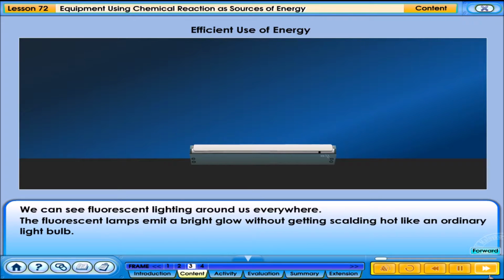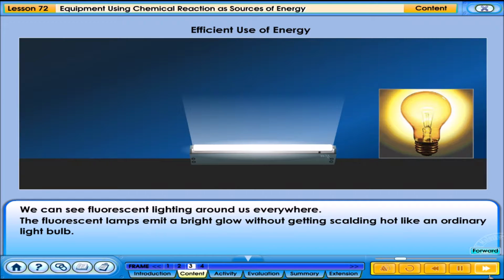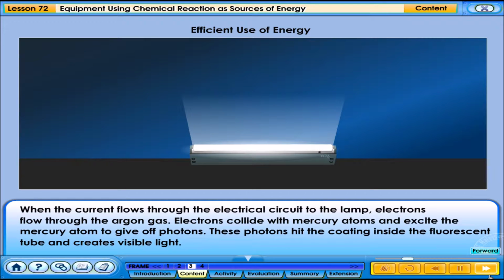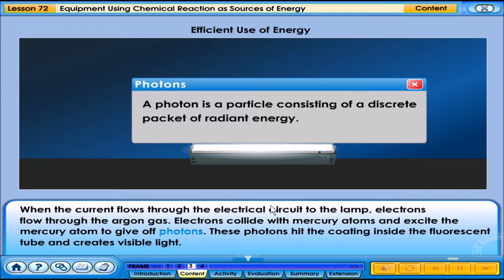We can see fluorescent lighting around us everywhere. The fluorescent lamps emit a bright glow without getting scalding hot like an ordinary light bulb. When the current flows through the electrical circuit to the lamp, electrons flow through the argon gas. Electrons collide with mercury atoms and excite the mercury atoms to give off photons. These photons hit the coating inside the fluorescent tube and create visible light. A photon is a particle consisting of a discrete packet of radiant energy.